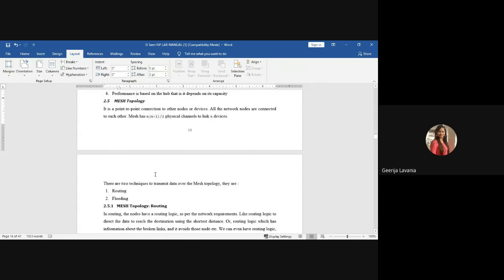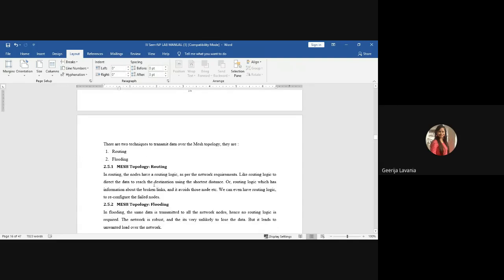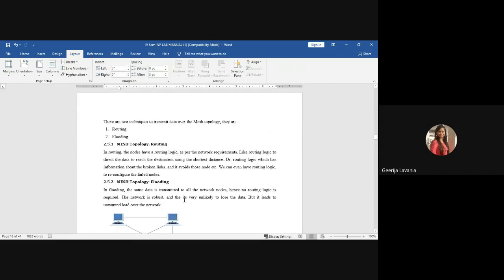Now come to the mesh topology. The two techniques used in the mesh topology are routing and flooding. In routing, there is routing logic as per the network requirement. The routing logic directs the data to reach the destination using the shortest distance. Routing logic, which has the information about the broken link, avoids those nodes. We can even have the routing logic reconfigure around a failed node.